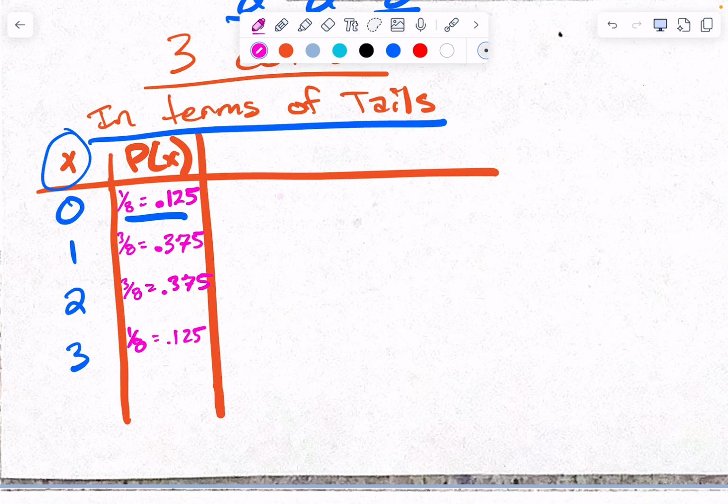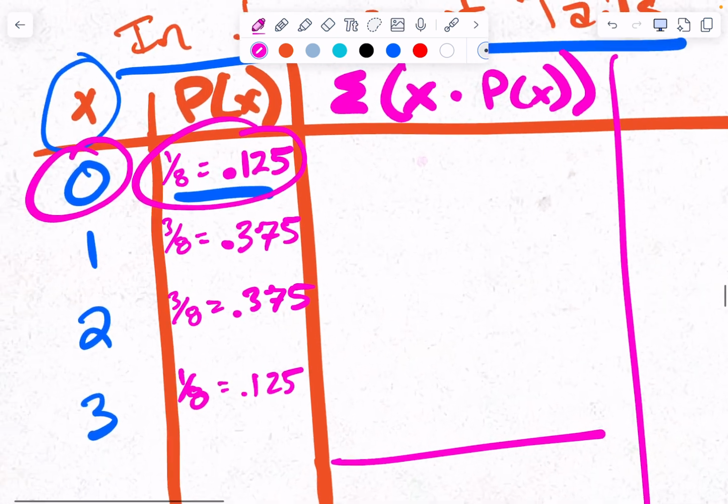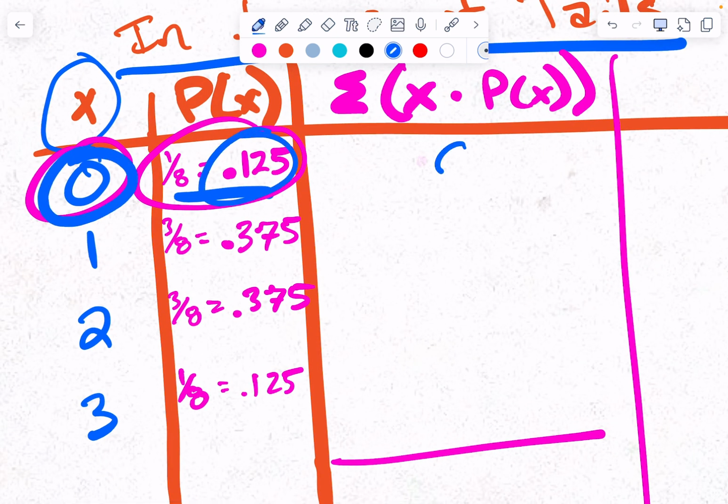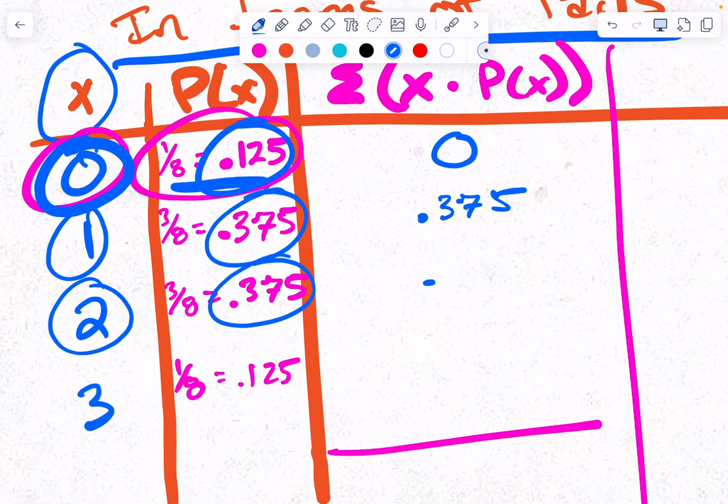But how do you calculate that? What we do is we take the sum of all the x times the p of x. That means this column times this column, and then I add them all together. That's what we do. We're finding the average number. So if I take 0 times 0.125, I get 0. If I take 1 times 0.375, I get 0.375. If I take 2 times 0.375, it is 0.75.